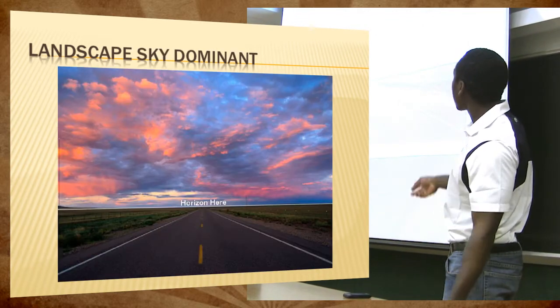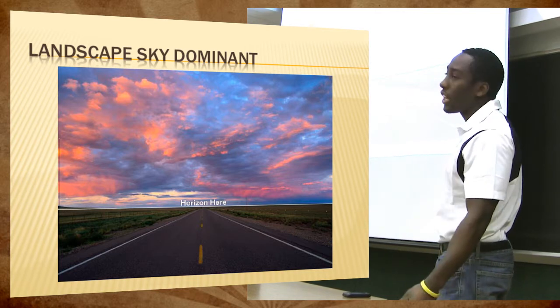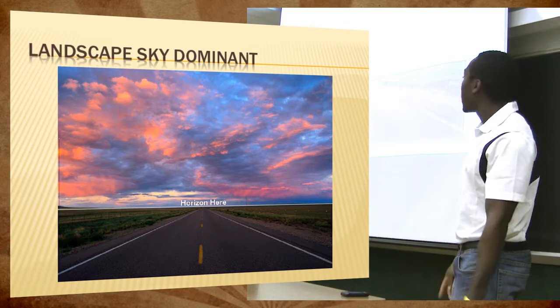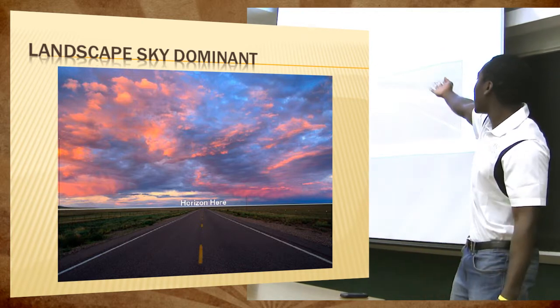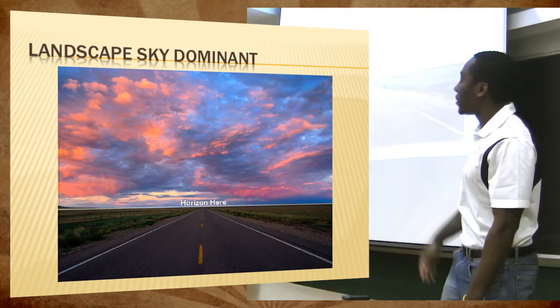And in this one, the sky is the top 2/3 because it's a sky dominant photograph. So just like the other landscape, we took off the other lines except for this one. And it's very obvious. I mean, it says horizon here, and it shows you exactly what you need to capture.